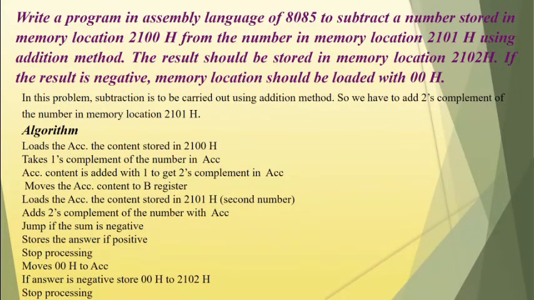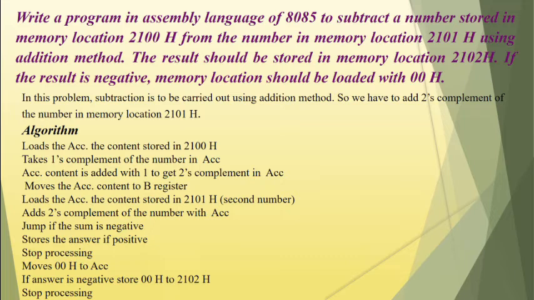Write a program in assembly language of 8085 to subtract a number stored in memory location 2100H from the number in the location 2101H, that is the next consecutive memory location, using the addition method. The result should be stored in location 2102H, and if the result is negative, the memory location should be loaded with 00H.